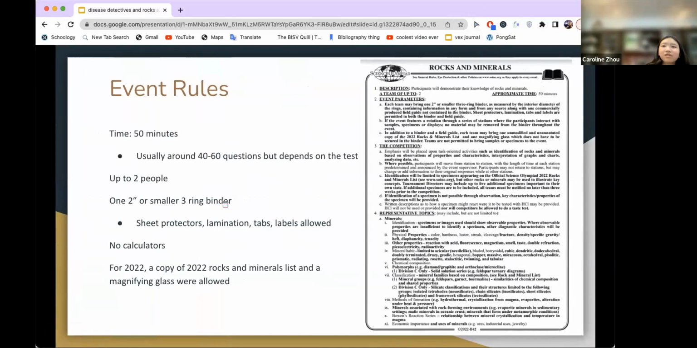Okay, so here are the event rules. Once again, you have 15 minutes to do this test. There are usually around 40 to 60 questions, but it depends on the test. You can have 2 people, and you're allowed to have a binder, but it has to be 2 inches or smaller and 3-ringed. You're allowed to have sheet protectors, lamination, tabs, and labels, so like an actual full functioning binder. However, you're not allowed to have calculators, and they probably won't help you anyways. For 2022, a copy of the rocks and minerals list and a magnifying glass were allowed, but I'm not sure if this applies to future years or other years.